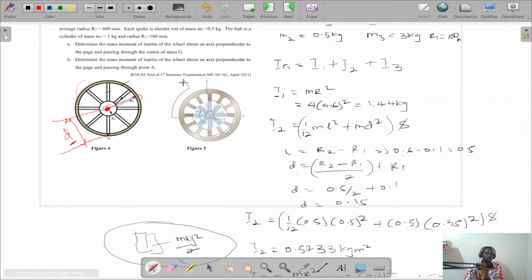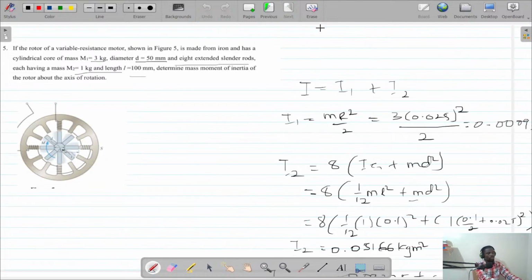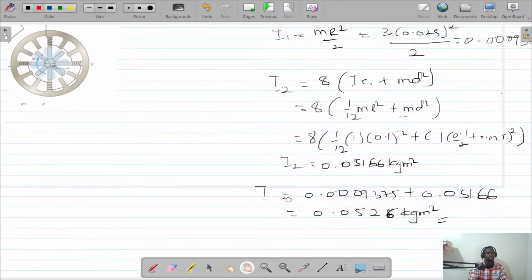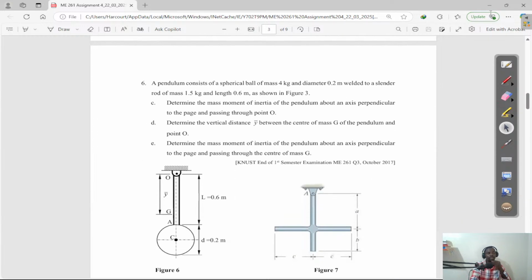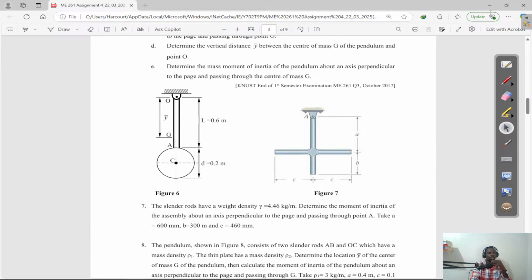Shall we move on? Okay, so the next one. Don't you think it's okay with the moment of inertia problems?